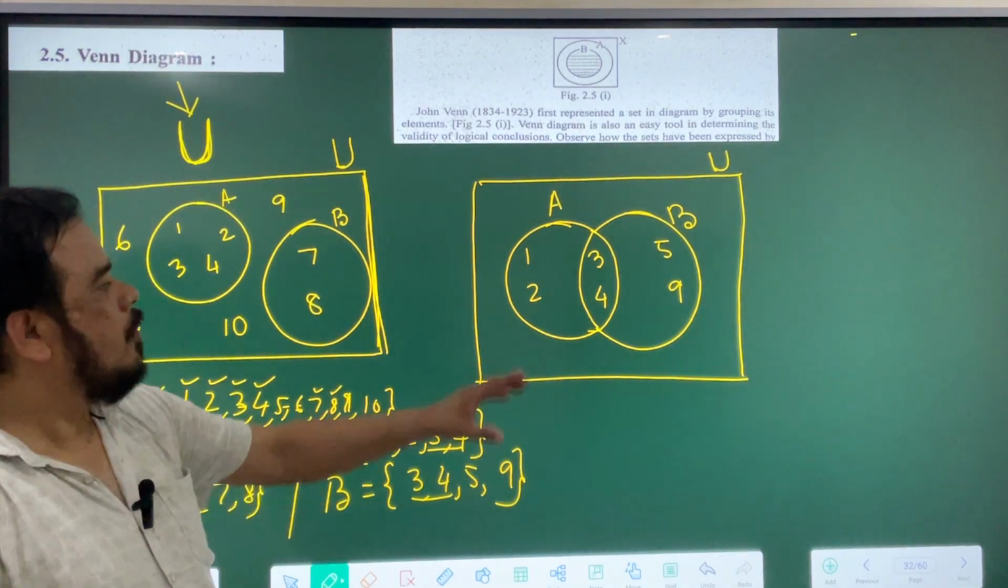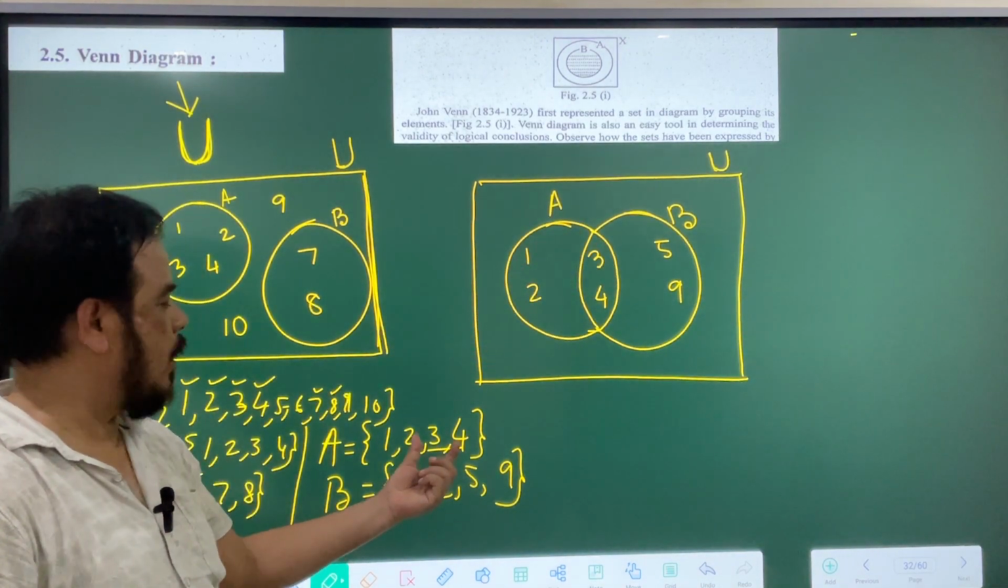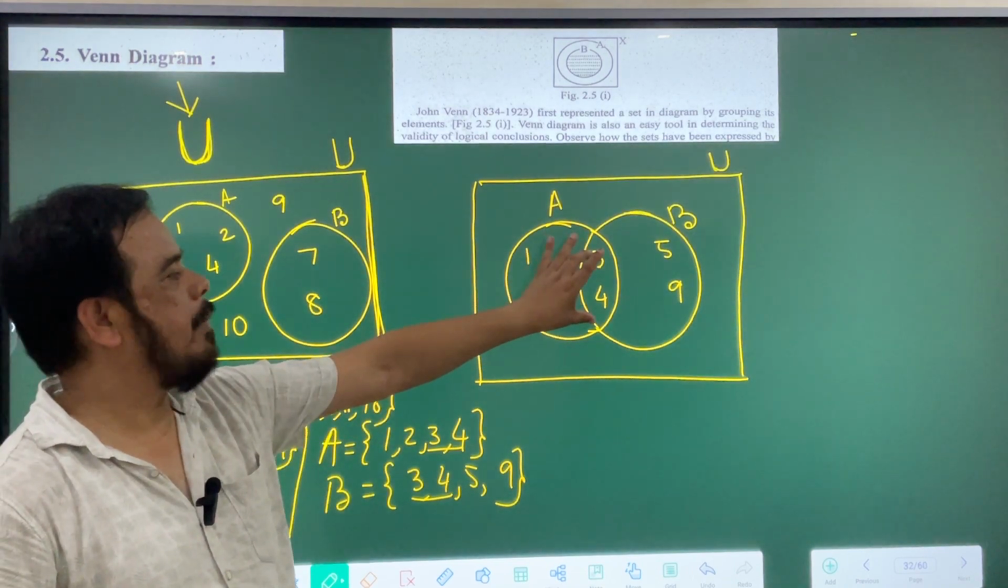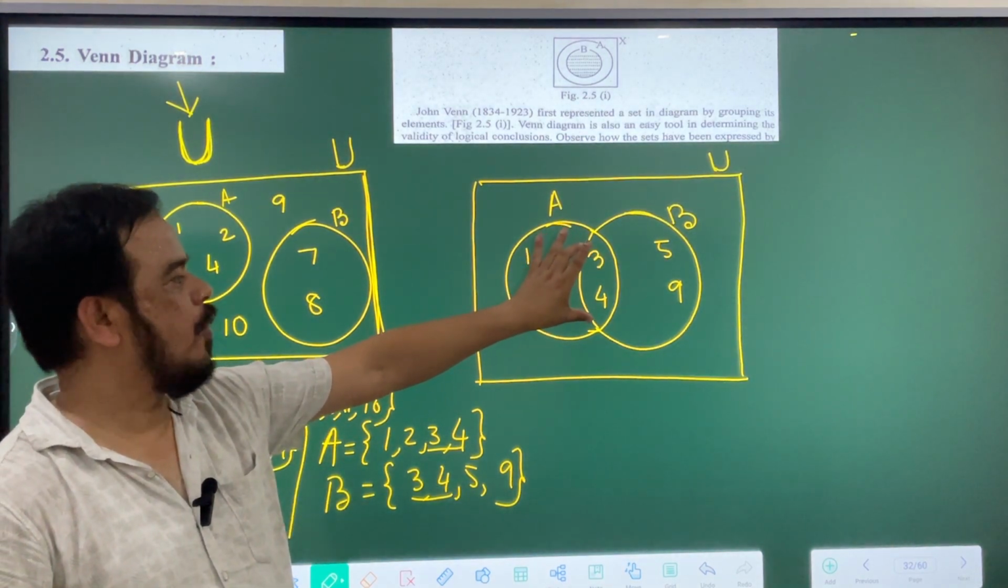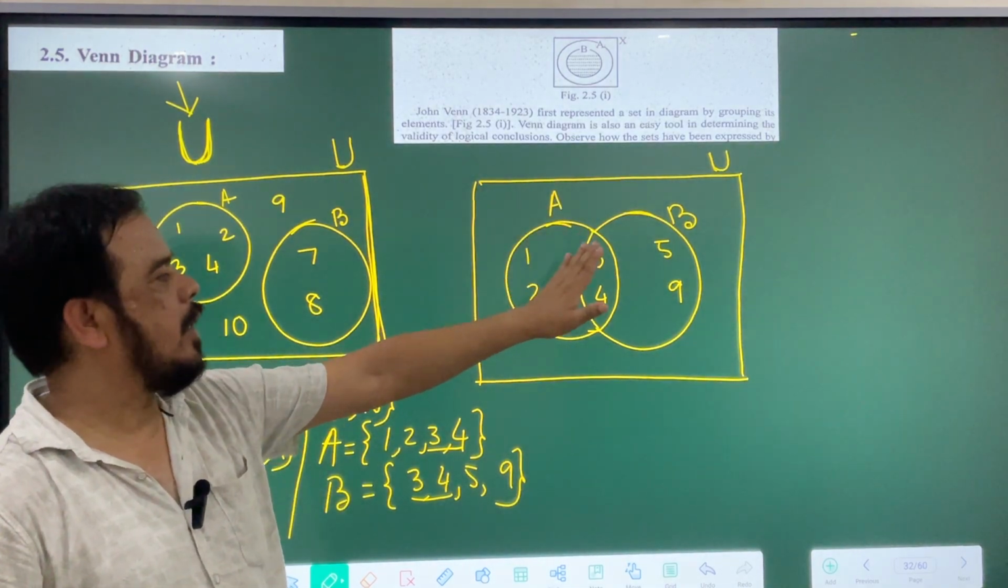So for A and for B, 3, 4 common elements. So we don't have to write double. 3, 4 we have kept in the middle. This is the space which is called common space for both set A and B.